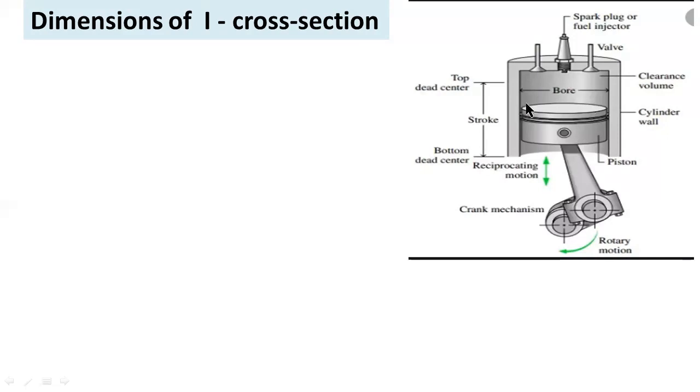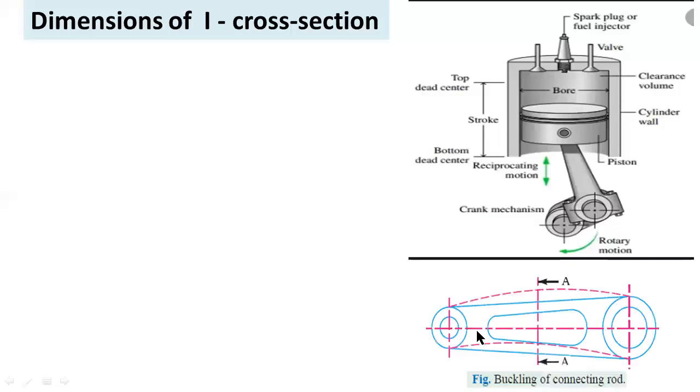So here you can observe the stroke length, that is from here to here, the top dead center to bottom dead center, and we have to provide some clearance at the top of the piston. So this length is the clearance. It is 15 percent of the stroke. We have to provide a minimum of 50% of the stroke length.